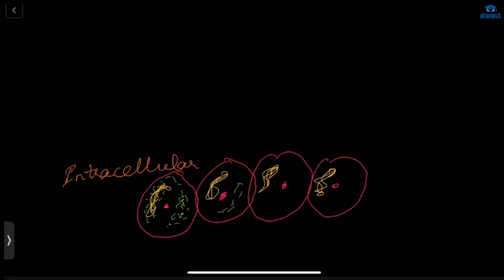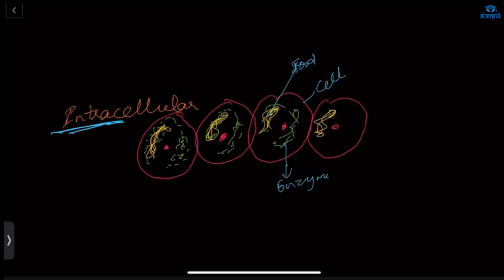Yahan pe bhi wahi hoga, this enzyme will be released inside the cell and it will get digested like this. So this is food, this is enzyme, and this is the cell. So ek cell ke andar, within a cell, food digestion and food absorption is going on. That is why it is intracellular. Okay. Now extracellular. What is extracellular?